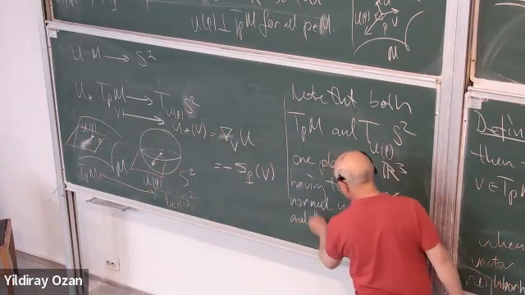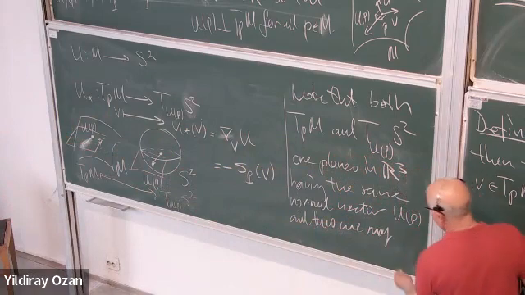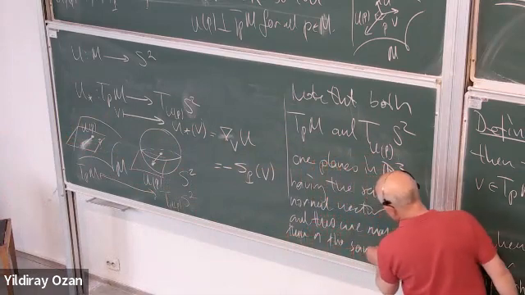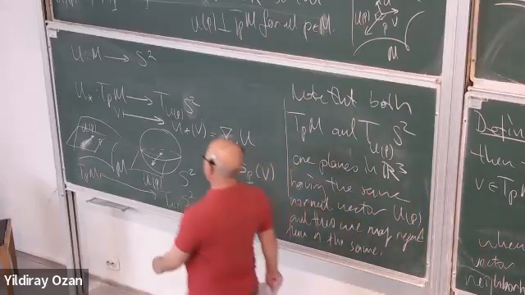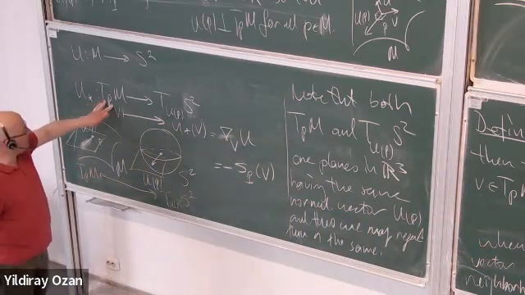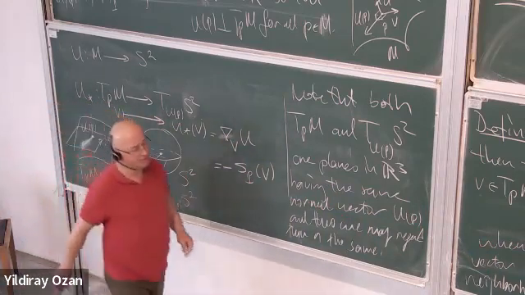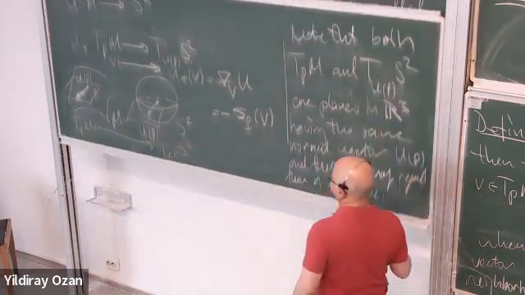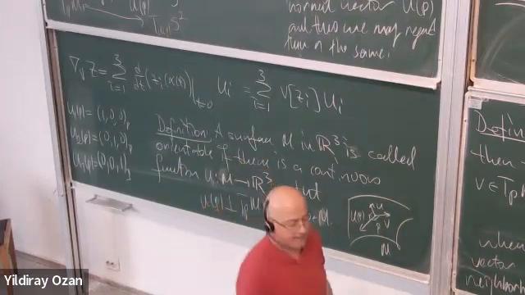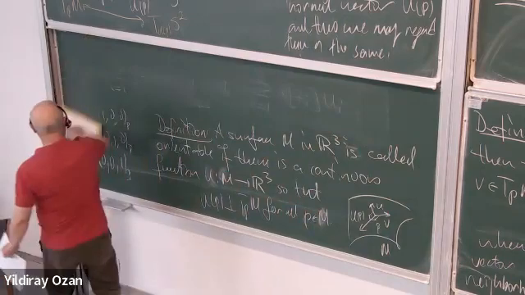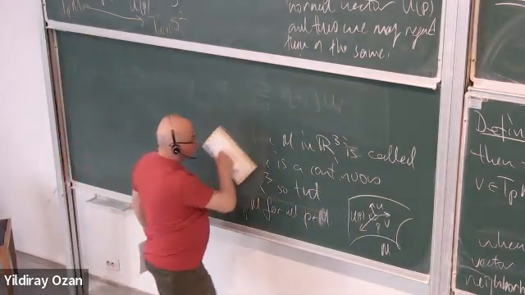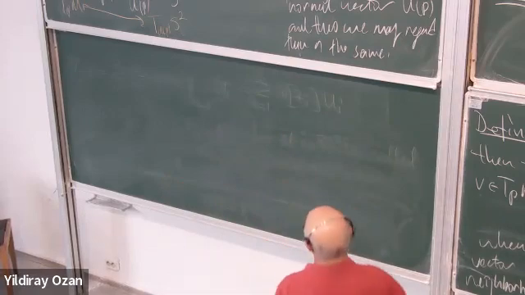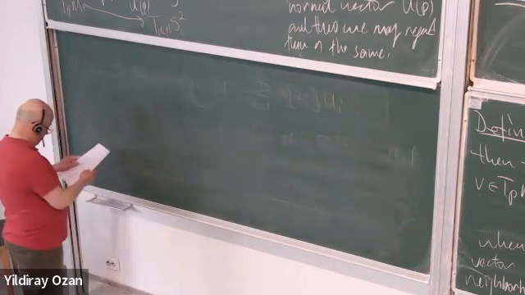And thus, we may regard them as the same. That's why this becomes a function from T_P M to T_P M, because these tangent spaces can be regarded the same. Okay. So the shape operator is just minus the derivative of the Gauss map. Okay.